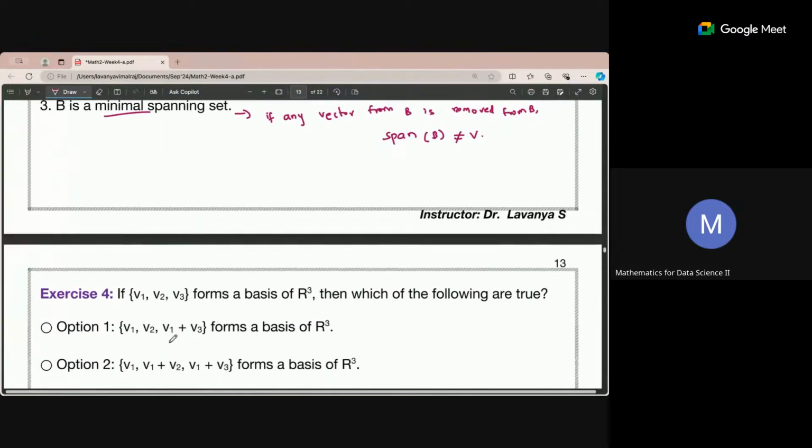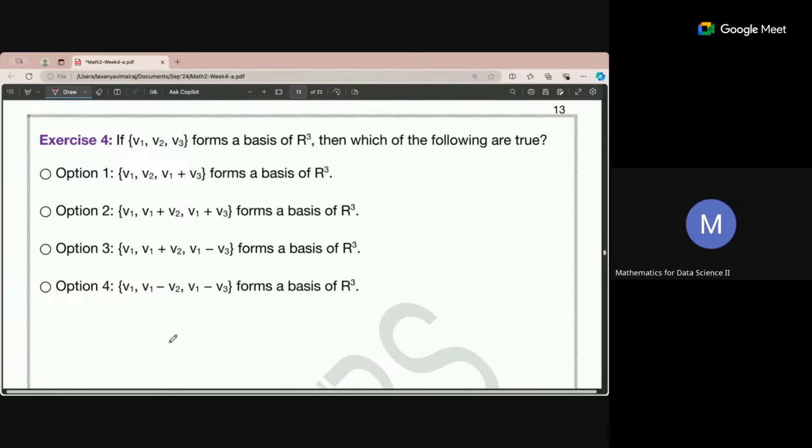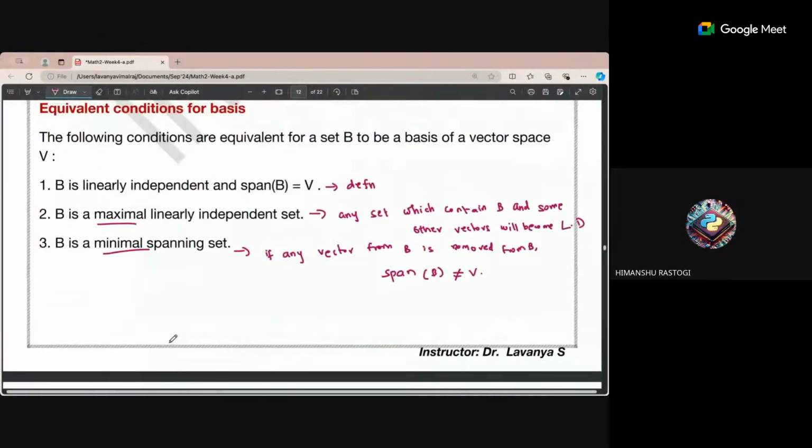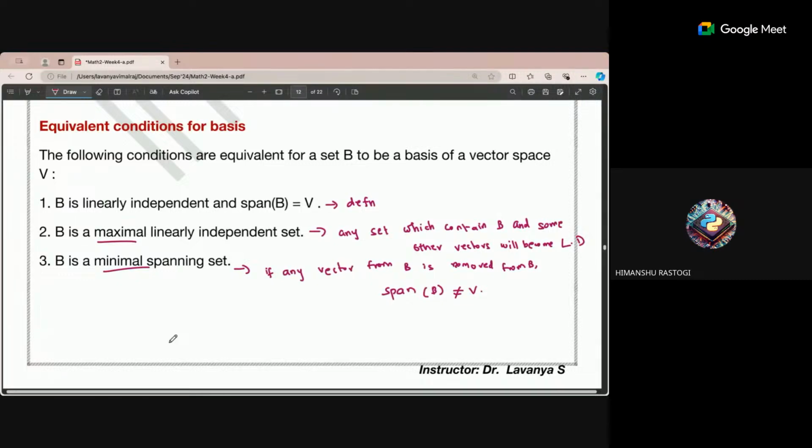Okay. So here is an exercise. If V1, V2, and so on, we can see that this basis contains exactly n elements, all of them are linearly independent, and they form the spanning set of Rn.